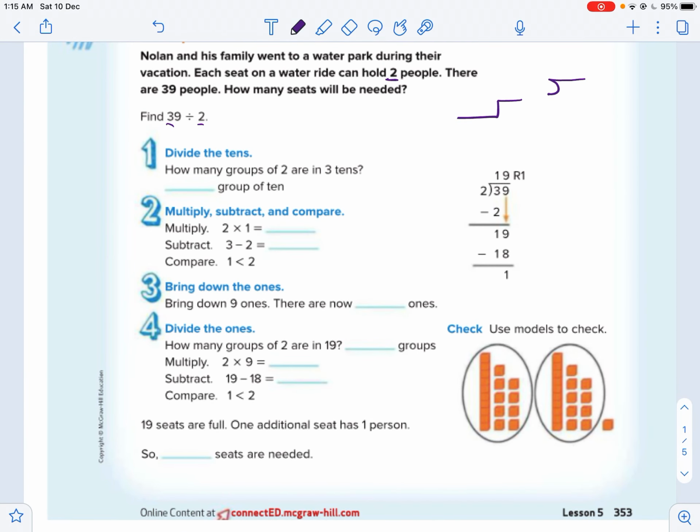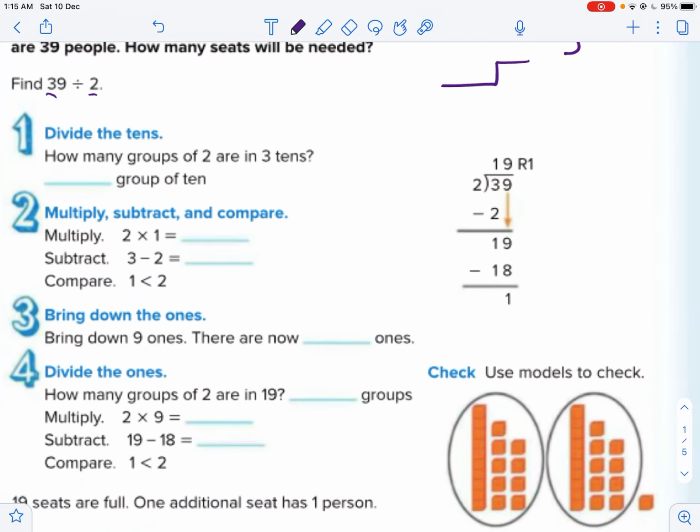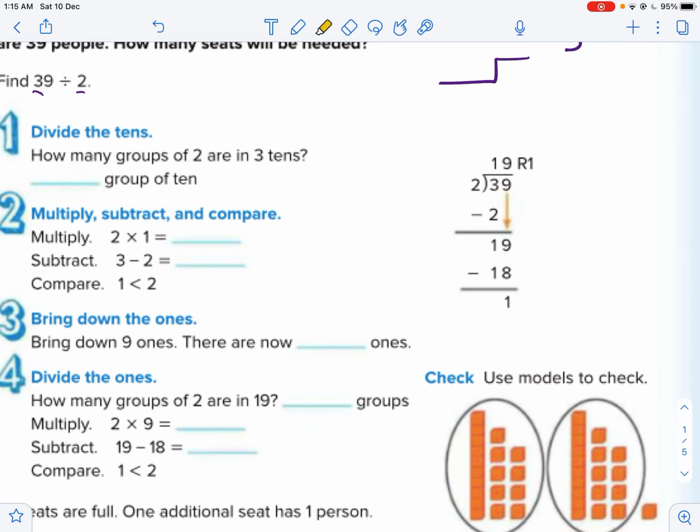Okay, now let's fill these questions. How many groups of 2 are in 3 tens? Now here he started with this 3.